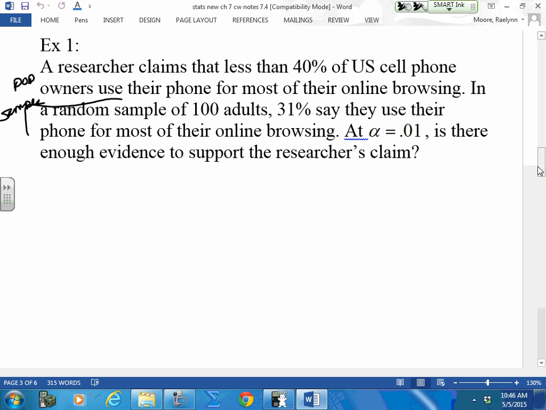We're going to do a proportion of P, because it's giving us a percent. Percent is like a decimal. Proportion. P, proportion, percent. So, P, population, less than 0.40. This is our claim. Is this an HO or an HA? HA. What's the HO?